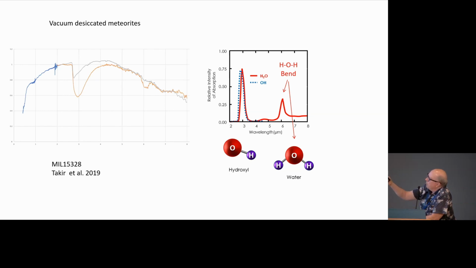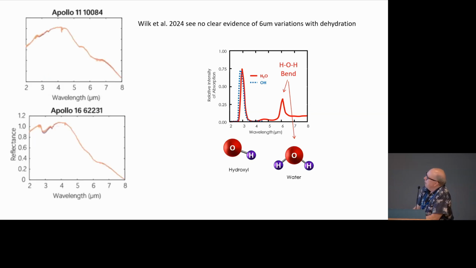The one with the strong 3 micron band is out of the box. It has a nice 6 micron band, but when you vacuum desiccate it, the 6 micron band goes away, and all that's left of the 3 micron band is the hydroxyl absorption. But recently, there's a paper from Kiro Wilk at Brown where they did some desiccation experiments using Apollo soils, and they didn't see any obvious variations at 6 microns as they dehydrated these soils. So I think there's a lot of work to be done in the lab in this wavelength region.